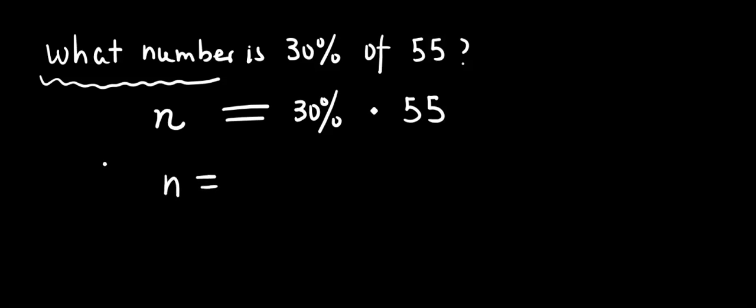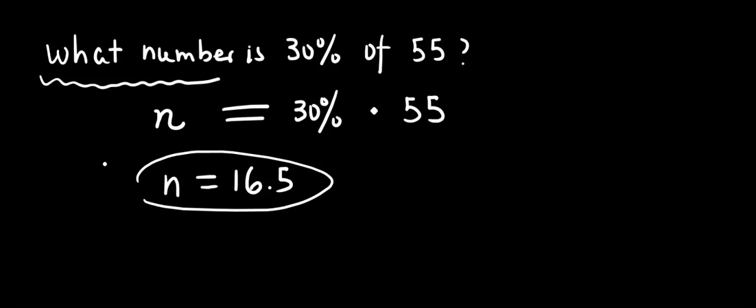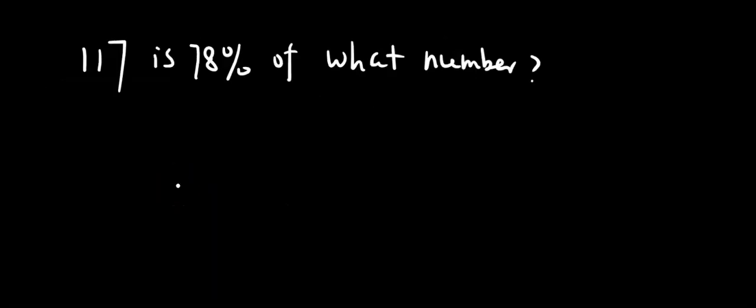And n is, I'm going to pause, wait for you to see what you have. Of course, you can pause this video and come back to check. We have n is 16.5. Alright, remember the simplest way is to do a translation first. 117 equals 78 of, multiplication.